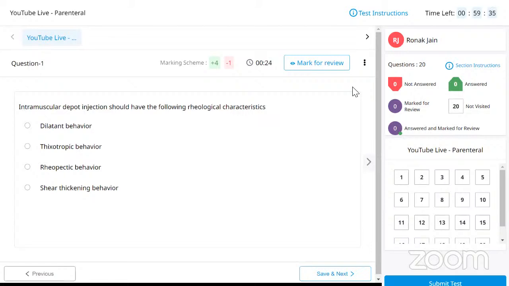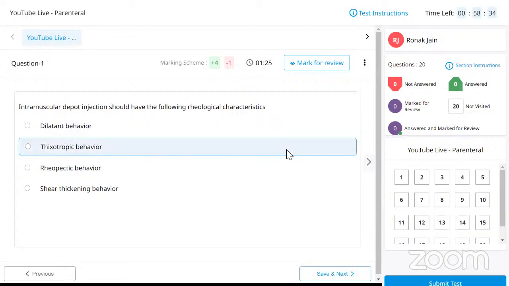First is dilatant, thixotropic, rheopectic, and shear thickening. Before attempting, we should know what exactly these four mean. Dilatant behavior and the rest are examples of non-Newtonian fluid behaviors. Dilatant is one where the viscosity decreases when we apply shear stress. Thixotropic is a behavior where the viscosity of the fluid is high, but when we start applying stress or start mixing it, the viscosity decreases. Rheopectic is a behavior where the viscosity is low at the start, but when we apply stress, the viscosity increases. The last one simply says shear thickening behavior.